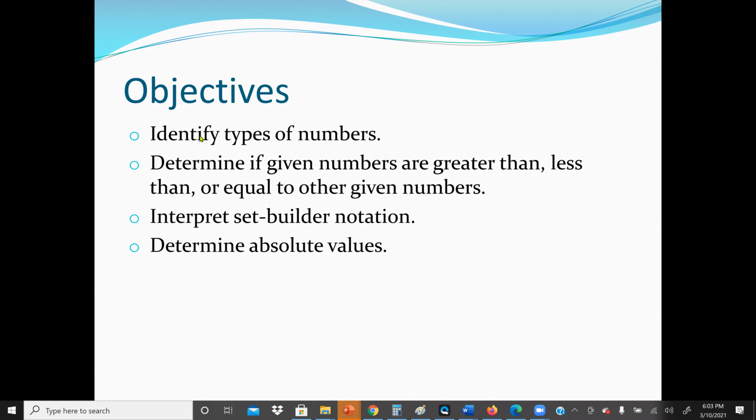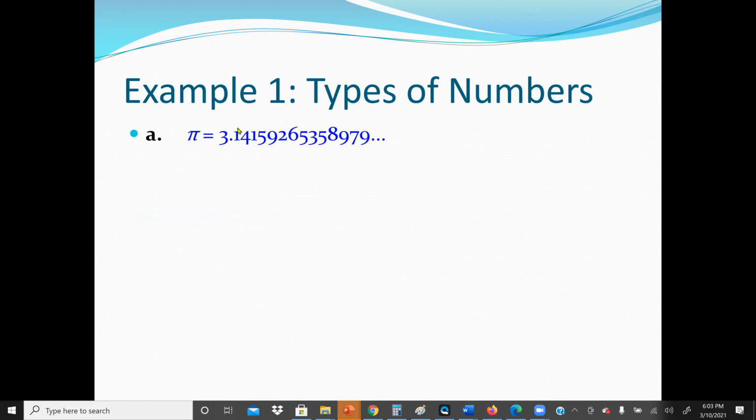Our main objective in these lectures is to identify different types of numbers. Also, we are going to determine if given numbers are greater than, less than, or equal to other given numbers. Also, we are going to interpret set builder notation and determine absolute values. So we start with the first example, types of numbers.